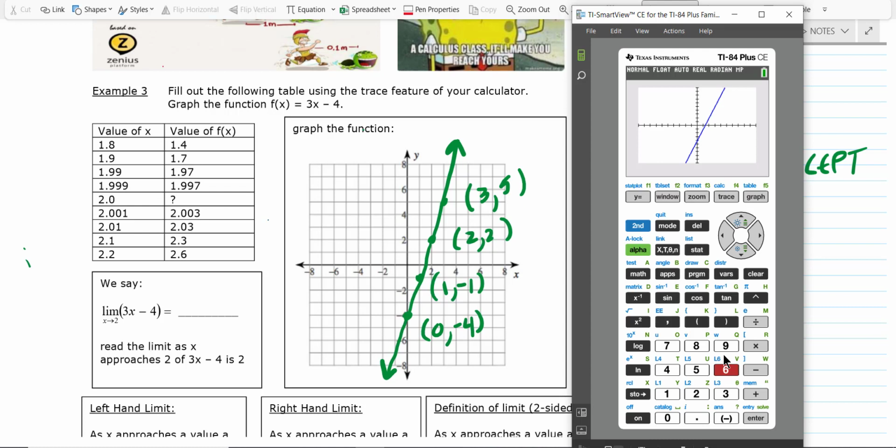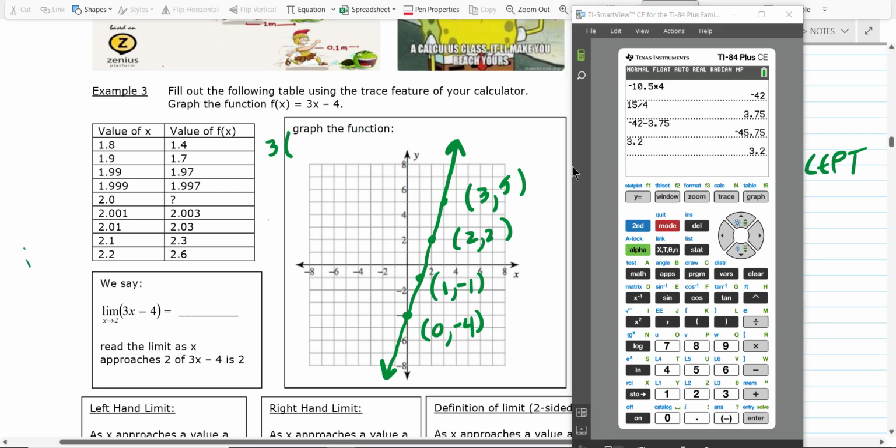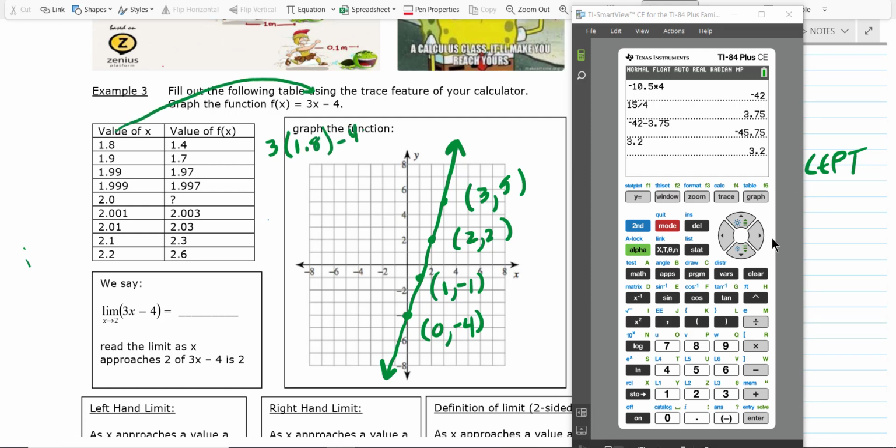Now, I gave you these values, and there's a couple of ways that you could get them, and you would be doing this on your homework. One way, without your graphing calculator, is to go 3 times 1.8 minus 4. Just plug these x values in. I'm going to show you a quicker, more efficient way in just a minute. So I'm going to do 3 times 1.8, and then subtract 4, and the calculator gives us the answer that I got, 1.4. You could do that over and over again for each thing, but it would take you a lot of time.